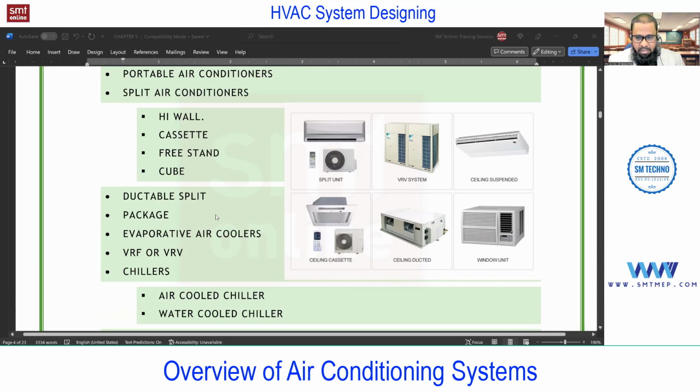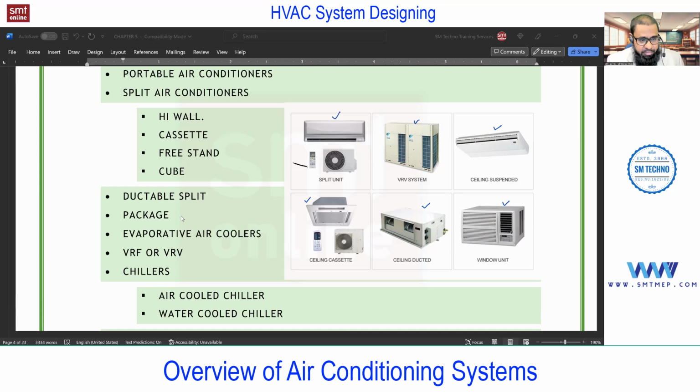Next we have a ductable split. You can see an example of a ductable split on screen. This is a split, and this is also a type of split. Cassette, this is also a type of split. This is a ductable split, and this is a window. And this is just the outdoor of VRF. We have the indoors also, and they can be connected in multiple types. So if you talk about this unit, we can call it an AHU, a ceiling suspended AHU.